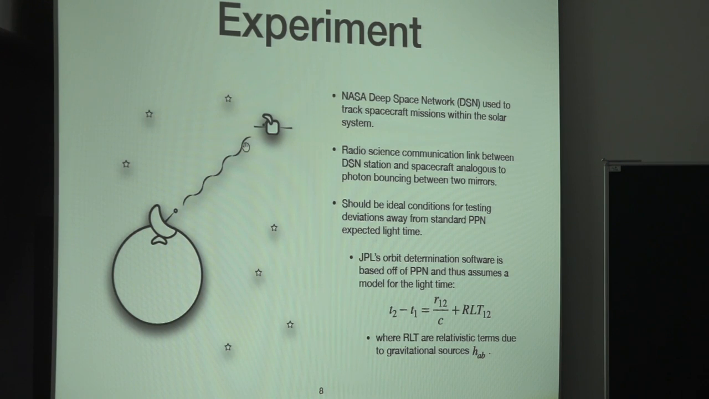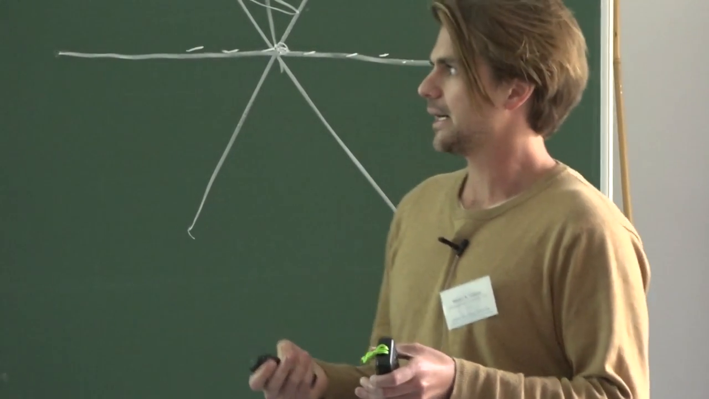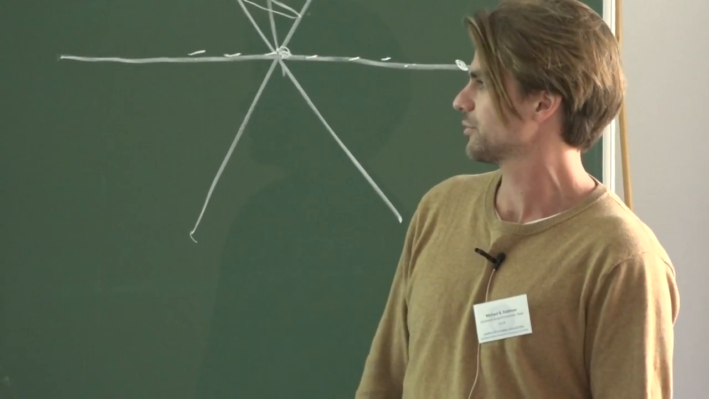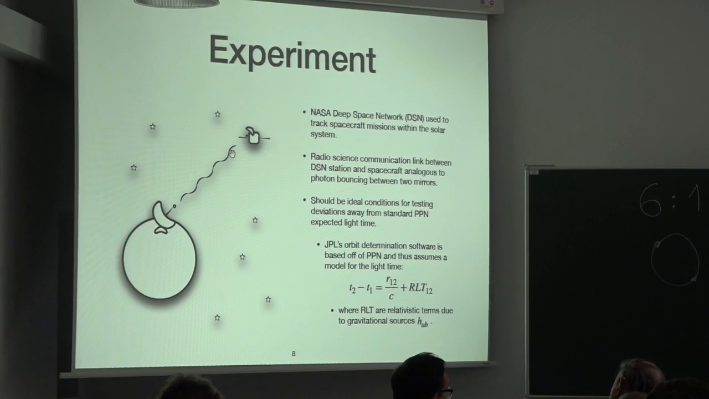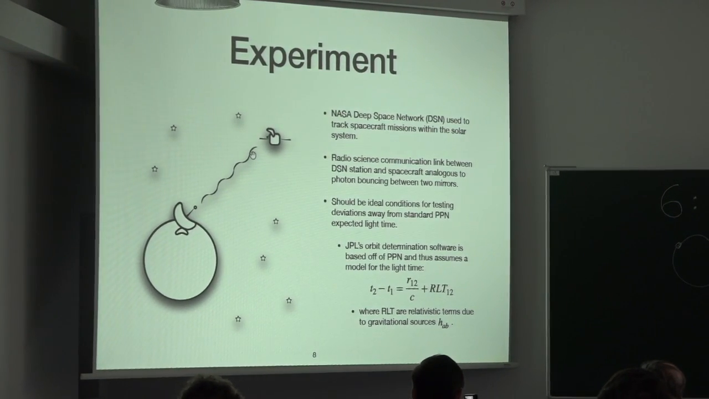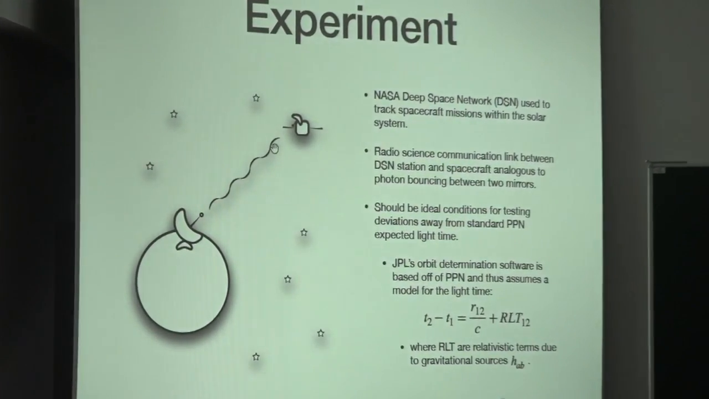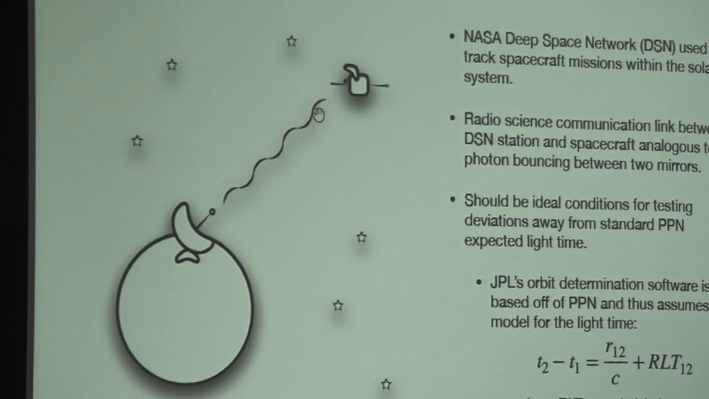It should be ideal conditions for testing deviations away from standard PPN expected light time, because we can model the accelerations acting on the spacecraft relatively well, and we can model gravitational accelerations within the solar system probably better than anywhere else. JPL's orbit determination software is based off of PPN and thus assumes a model for the light time of this form, where R12 is just the spatial distance from the DSN station to the spacecraft divided by c, and RLT are just usual relativistic terms that you can look at in Moyer, but you can derive yourself as well. They're due to the metric perturbations.